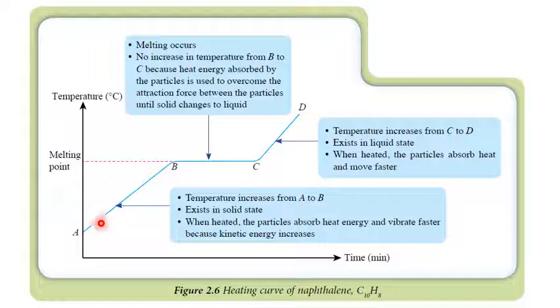Look here, AB. The temperature increases from A to B and it exists in solid state. When heated, the particles absorb heat energy and vibrate faster because kinetic energy increases. At BC, at the melting point, melting occurs. There is no increase in temperature from B to C because the heat energy absorbed by the particles is used to overcome the attraction force between the particles until solid changes to liquid.